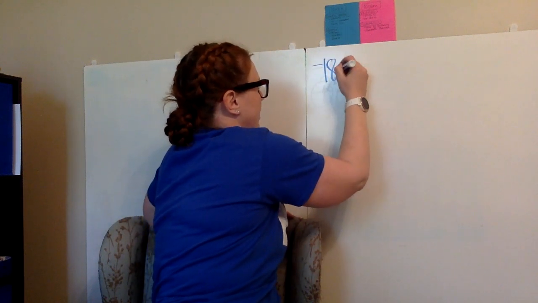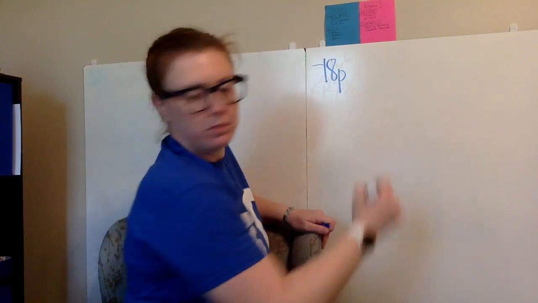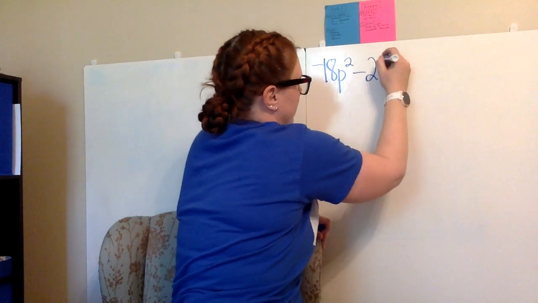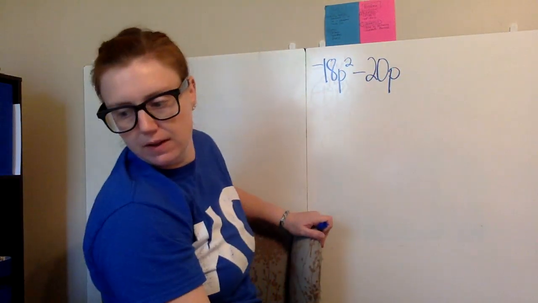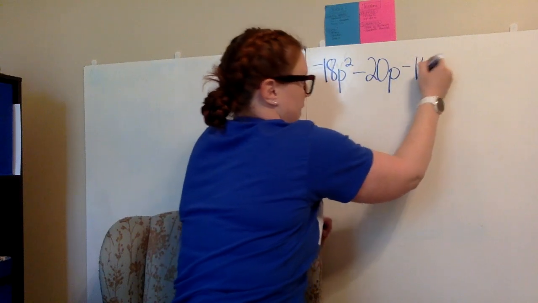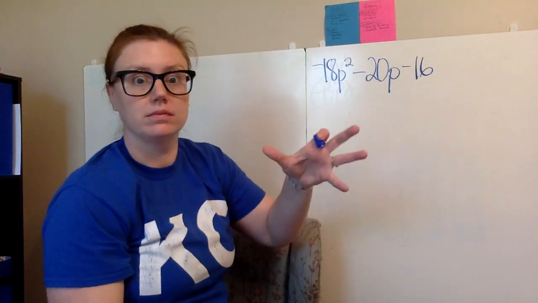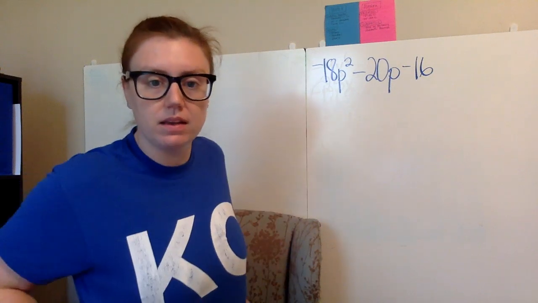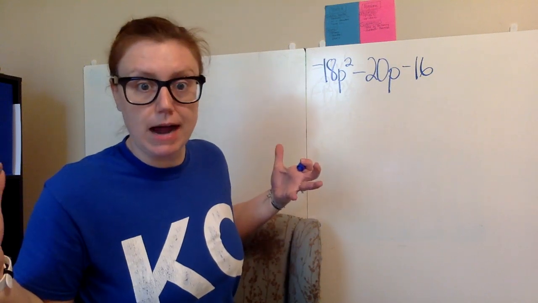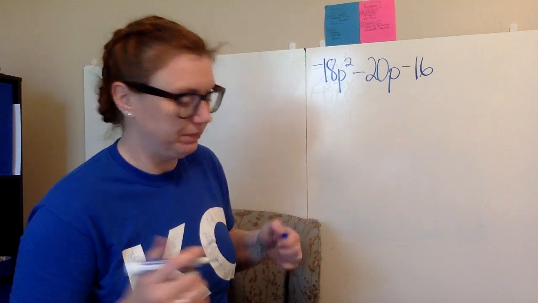All right, let's do negative 18p squared minus 20p minus 16. If you want to try it on your own, you totally can. Pause it, do the problem, then come back, press play, and see where you're at. Or just follow along with me.